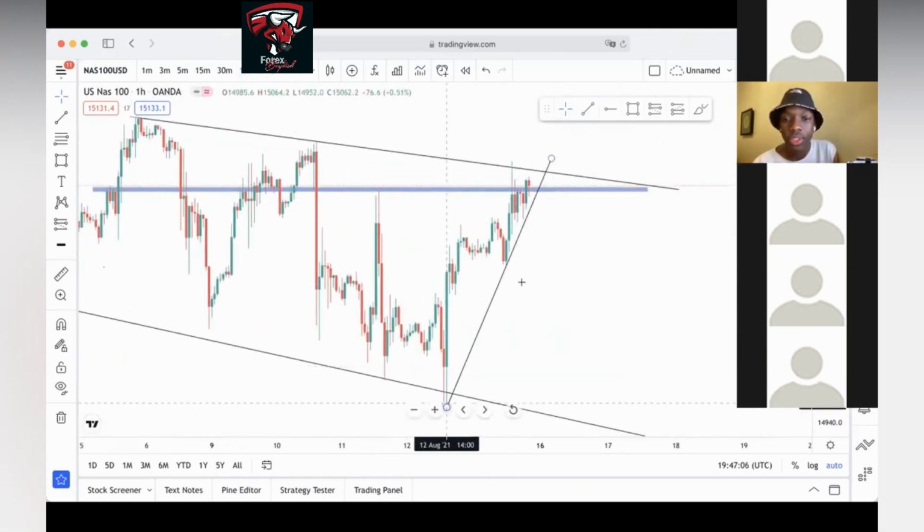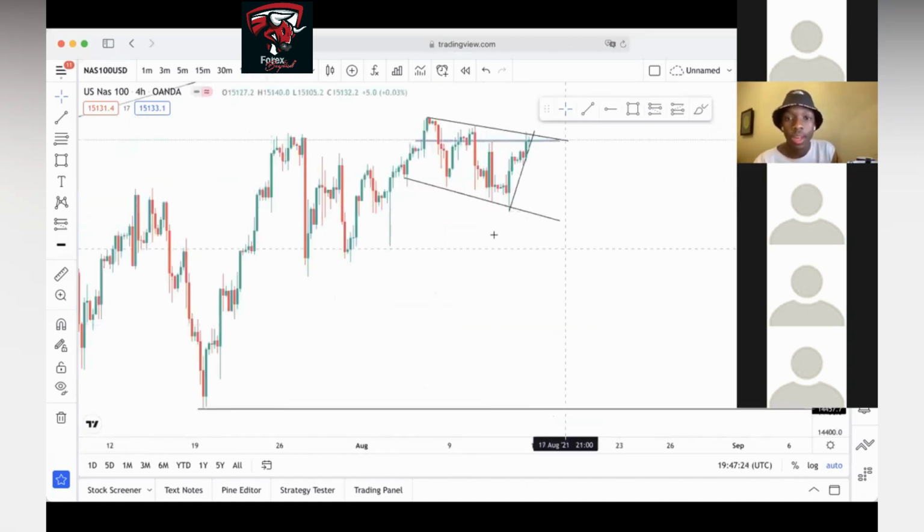So as I said, we have our first touch, second touch, and yes, NAS is retesting this zone, right? However, I do believe that it's going to wick down a bit to our upper trend line for a third touch, then we can enter buys to go to the upside, right?